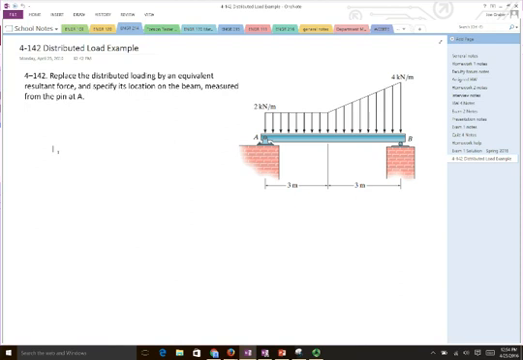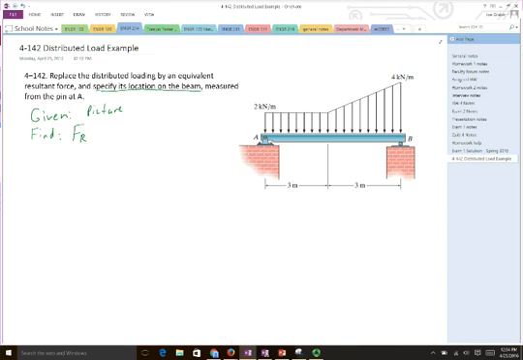So we're going to start off as we always do with our given and find. Well, we are basically in this case just given the picture. And we're supposed to find a resultant force. Now we typically use F sub r for that. That's our resultant force. And then they say specify its location on the beam.